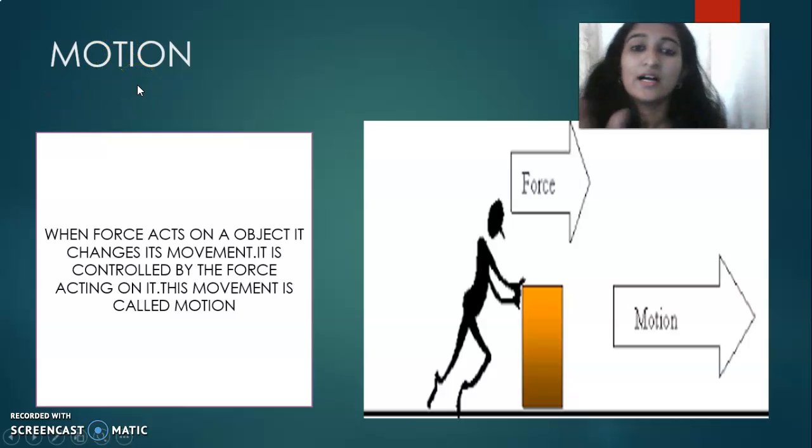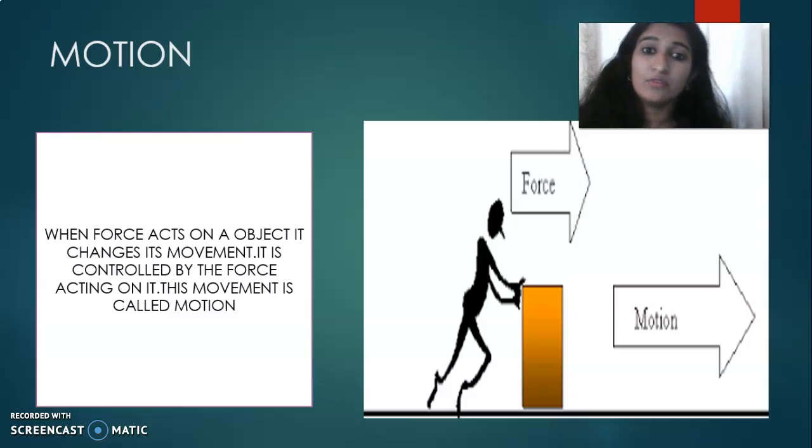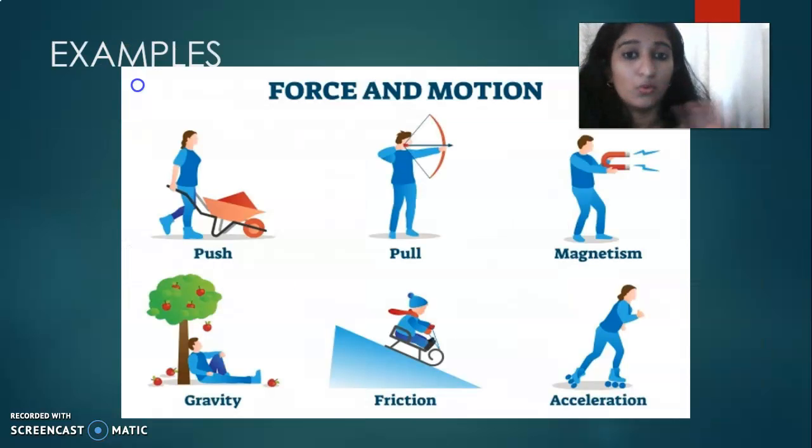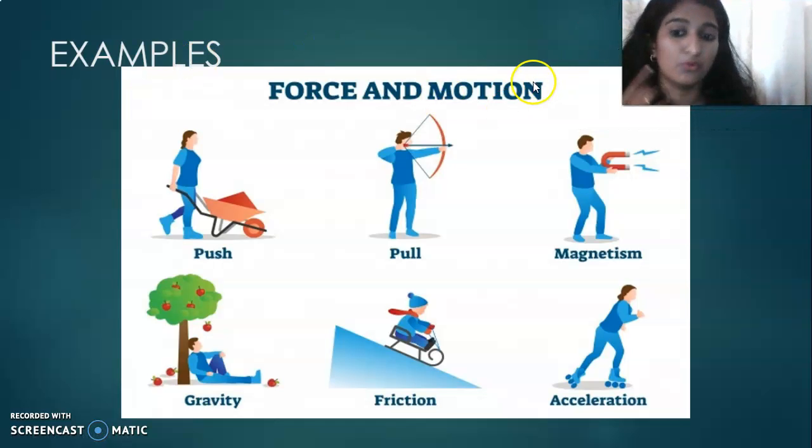Motion is just a movement. When a force is applied, the object moves. It's called motion. So you got what is force and what is motion. Force is push or pull of an object, and motion is the object moving when the force is applied.